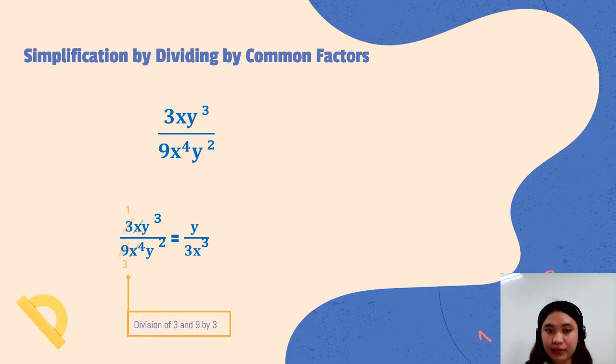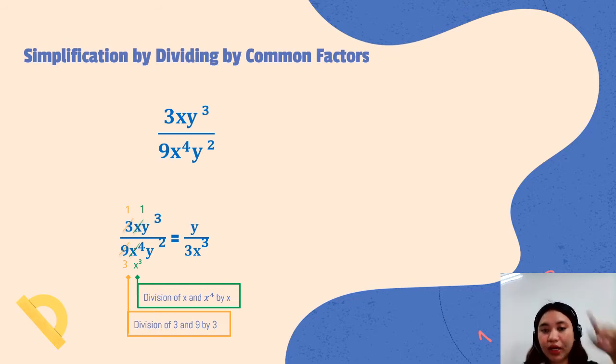Next, we have x and x raised to 4. So the common factor, or ibig sabihin, ito yung parehas nila, of x and x raised to 4 is x. So in the numerator, x divided by x is 1. Then in the denominator, the lower part, x raised to 4 divided by x is x cubed. So just subtract the exponents. For example, x raised to 4 minus x raised to 1, so 4 minus 1 is 3.